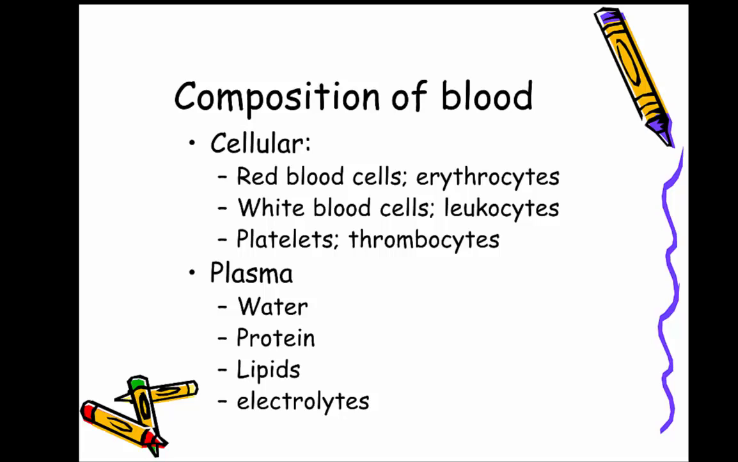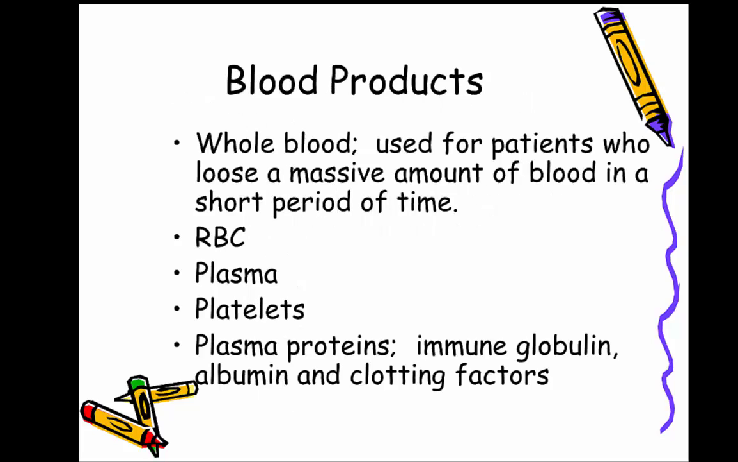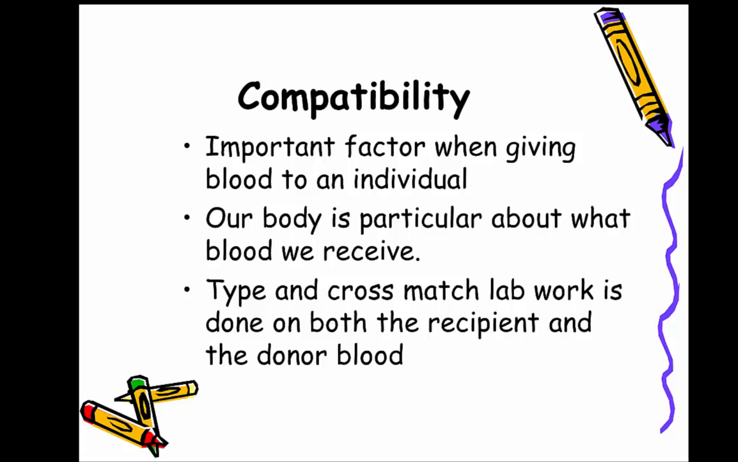There are compositions of blood. We know that we have our cellular composition, such as our red blood cells, white blood cells, platelets, and then there's the plasma composition, which is water, proteins, lipids, and electrolytes. So, blood products, we have whole blood, packed red blood cells, plasma, platelets, and plasma proteins such as immunoglobulins, albumin, and specific clotting factors.